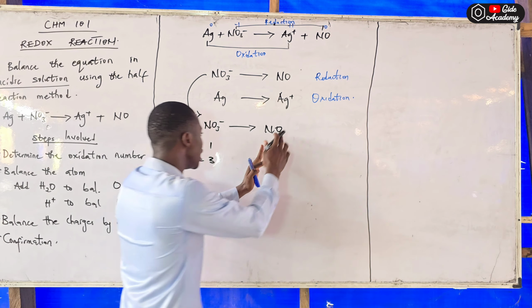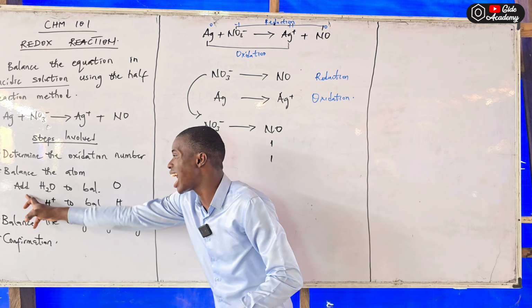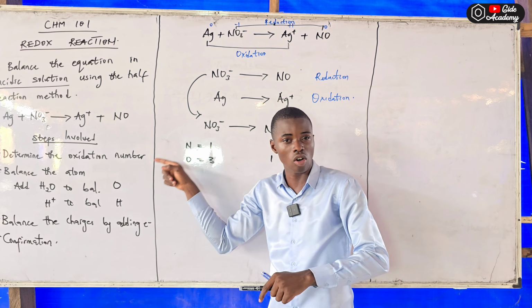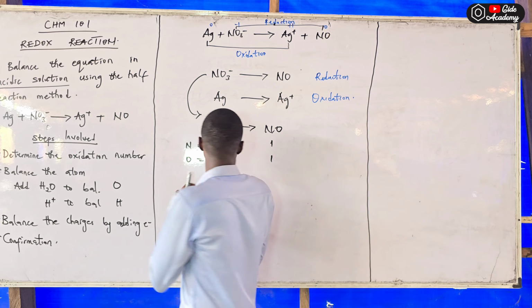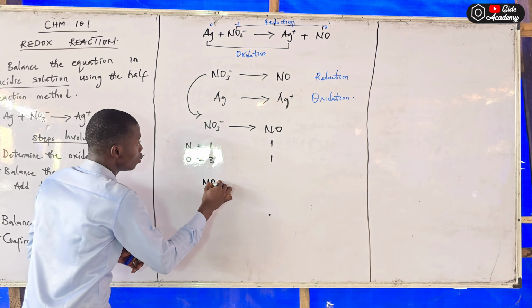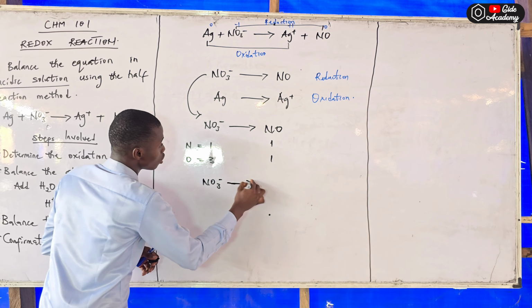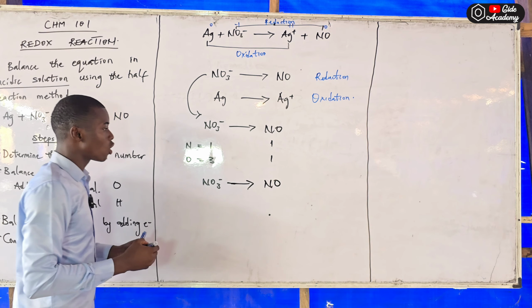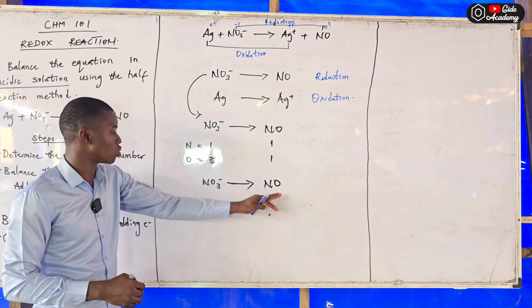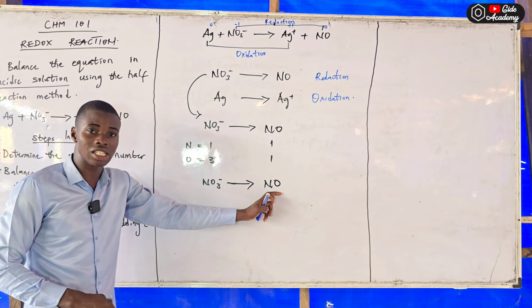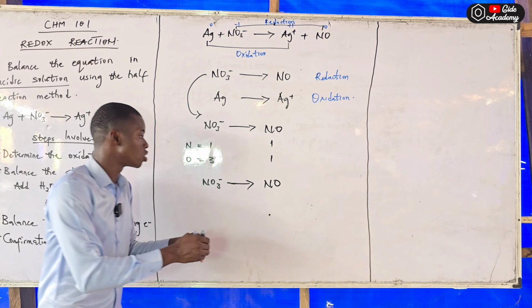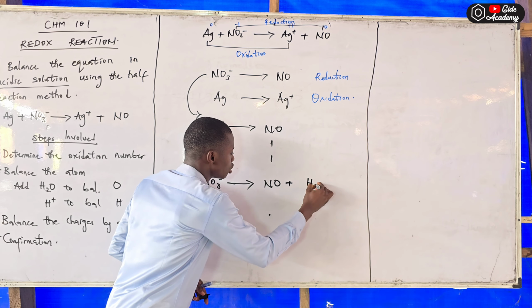And if the oxygen here is not balanced, what are we expected to do? Add water to balance what? The oxygen. I repeat, you have to add water to balance the what? The oxygen. So therefore, let's write NO3 minus to give us NO. The question is, which side am I adding the water to? Is it this side or this side? Please take note. We are adding the water to this side because this oxygen is lower than this one. So we add plus H2O.